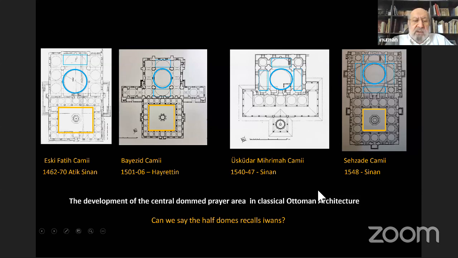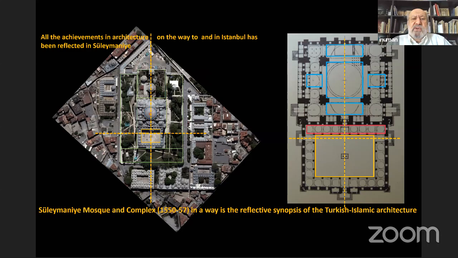So here, the development of the central dome prayer area in the classic Ottoman architecture. Can we say that the half domes recall the four iwans of the Central Asian house typology? Maybe we can. So all the achievements in the architecture on the way to Istanbul have been reflected in Süleymaniye. So the Süleymaniye Mosque and complex, in a way, is the reflective synopsis of the Turkish Islamic architecture.